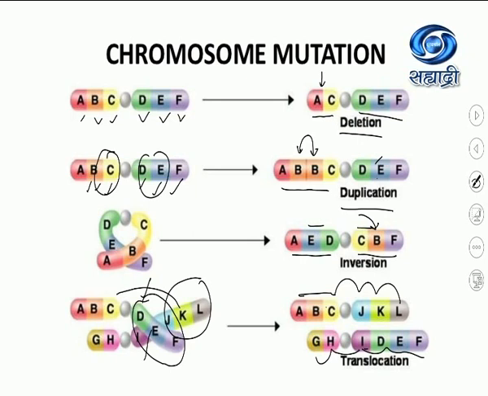So these are the 4 types of mutation: deletion of genes, duplication of genes, inversion of genes, and translocation of genes. I hope this is clear. So genetic mutation is causing change in the gene pool, which results in a new type of species.